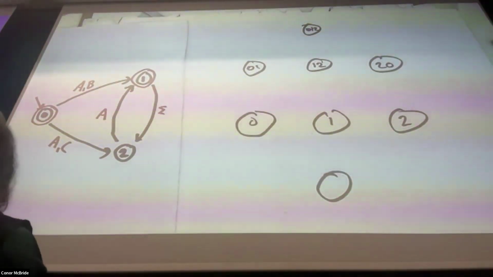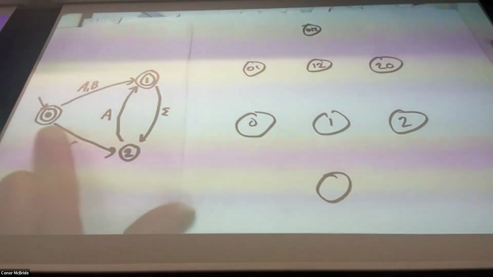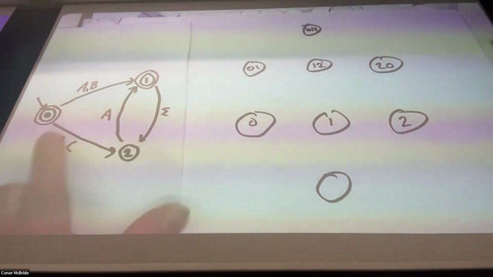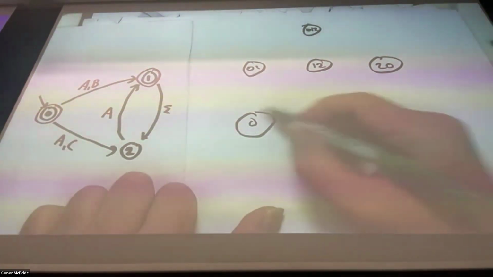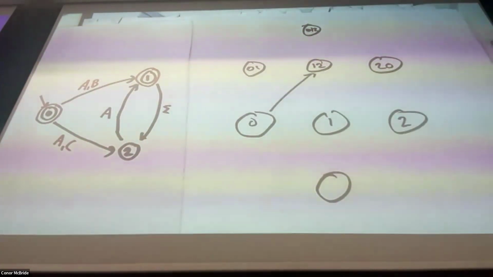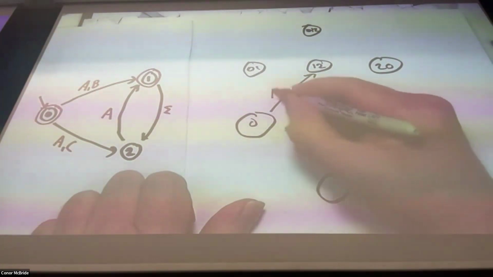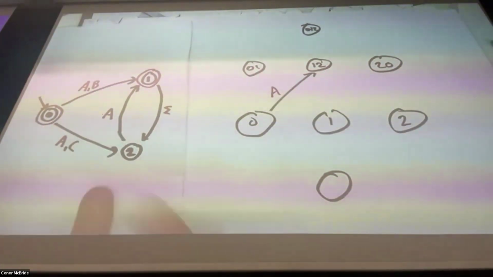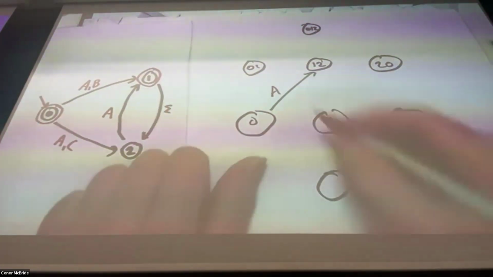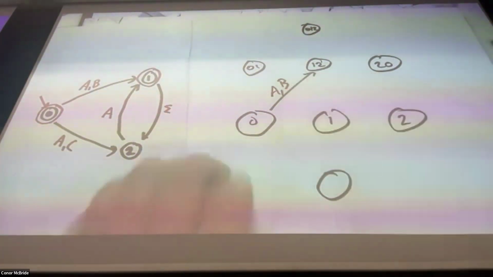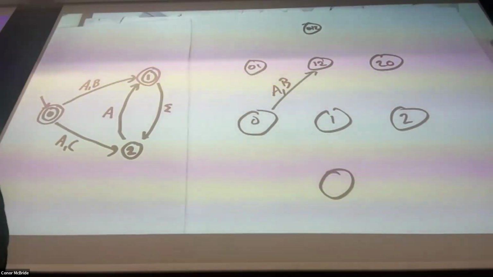Right. From the empty set, we can't go anywhere. From the set containing only 0, when we get an A, we can end up in 1 or 2. And the same is true if we get a B, because if we get a B, we can go here and then use an epsilon transition to get there. So that's A and B. Okay, if we get a C, we're definitely going to 2.